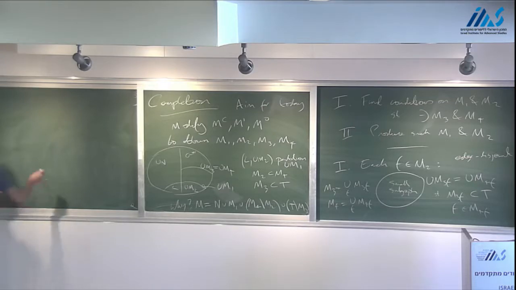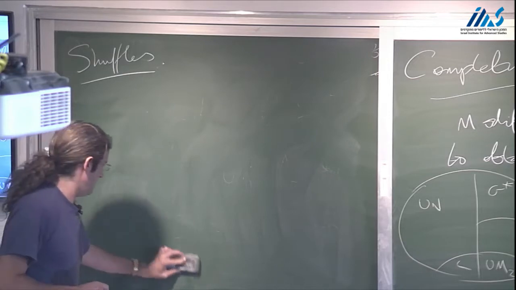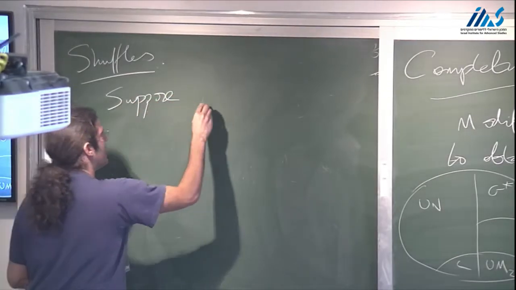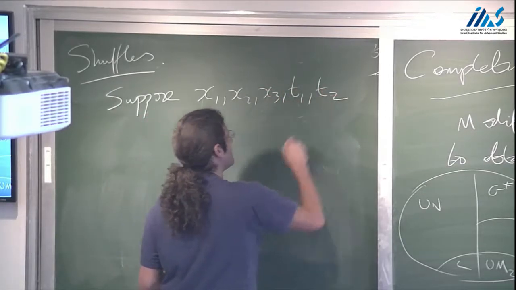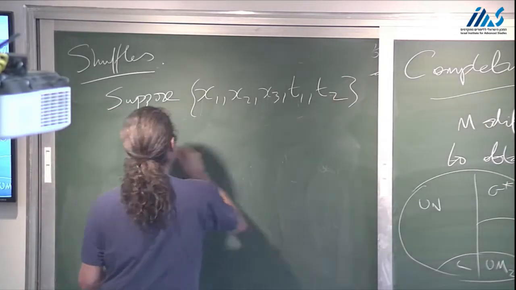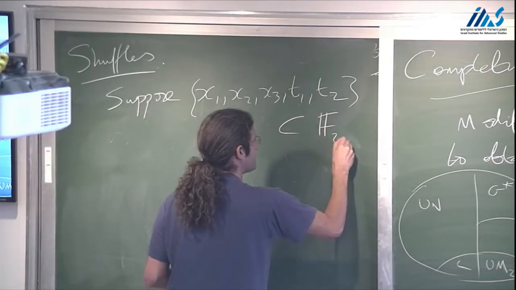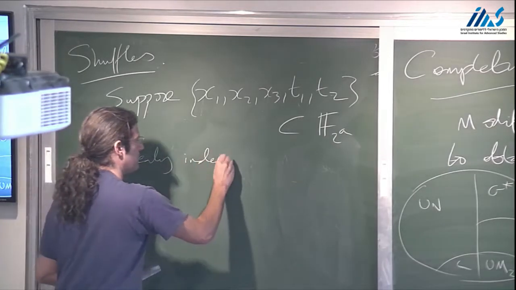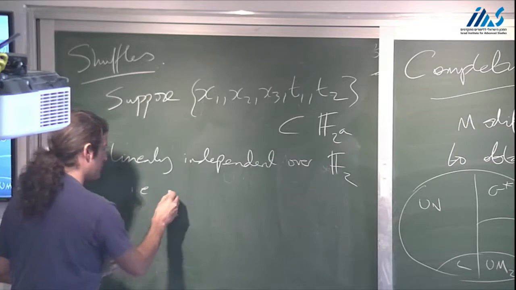Okay, so shuffles. I'm going to define a shuffle. So suppose we have x1, x2, x3, and T, a subset of F2 to the a, and it's linearly independent over F2, i.e. no subset sums to zero.